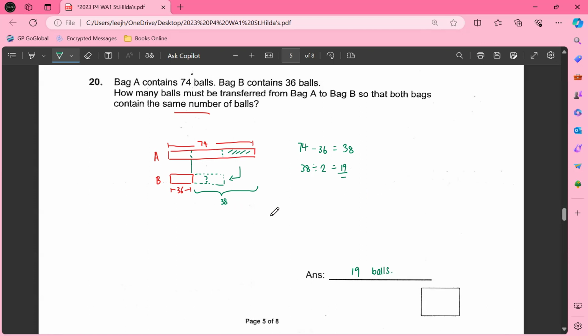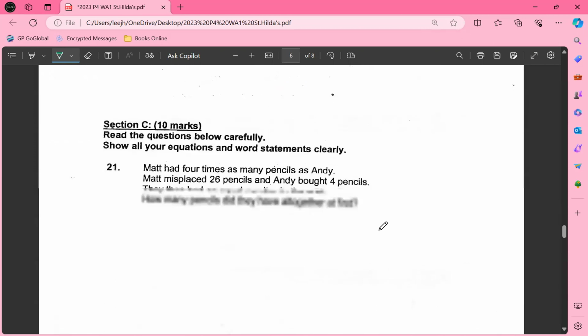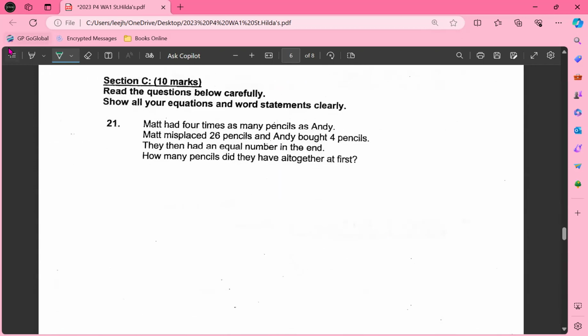Okay. Going to question 21 in section C. Use red letter. Matt had 4 times as many pencils as Andy. Matt misplaced 26 pencils and Andy bought 4 pencils. They then had an equal number of pencils in the end. How many pencils did they have altogether at first?